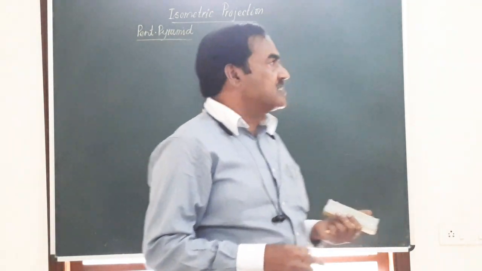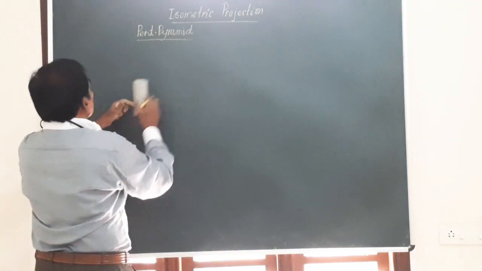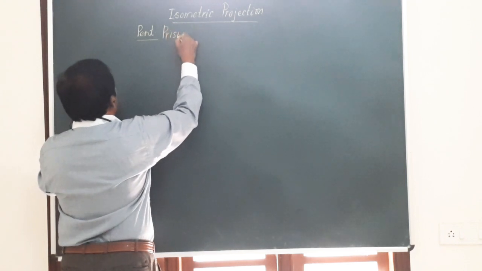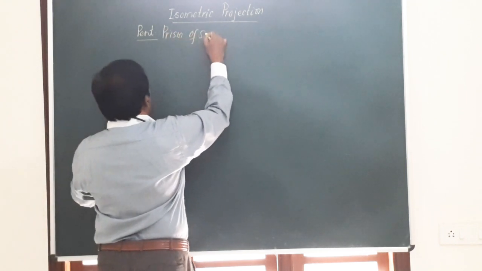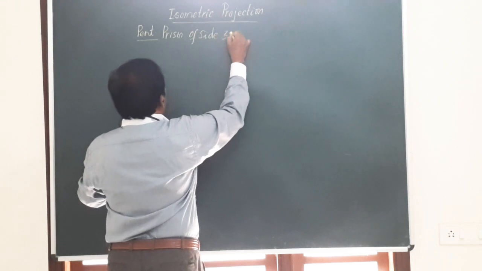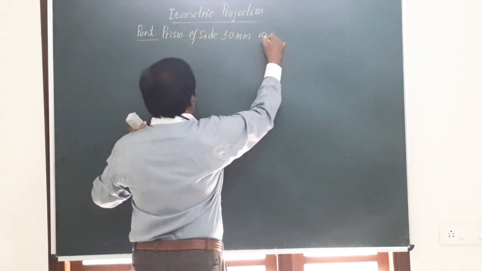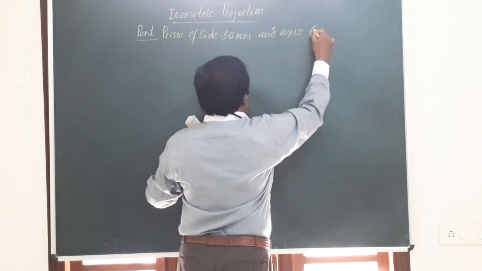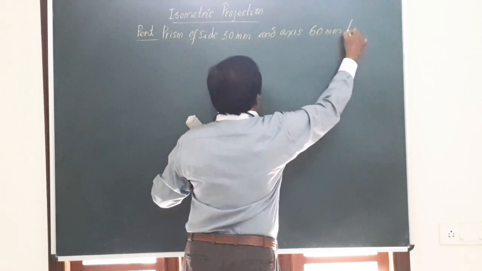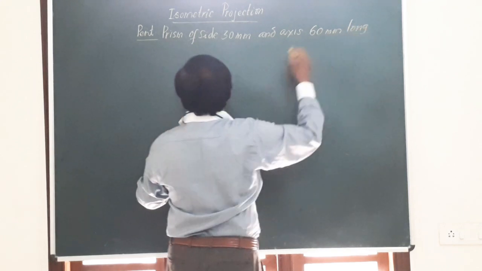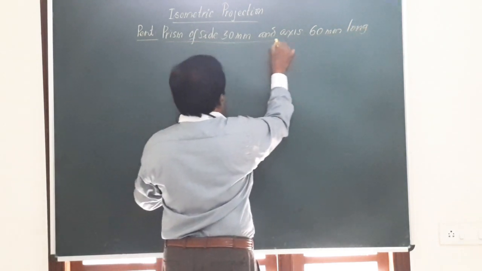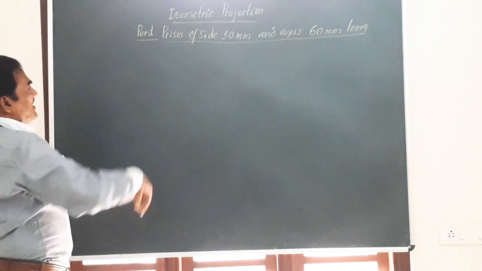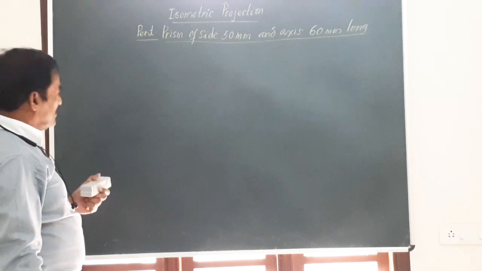of 30 mm side. Before that, let me write down the question. So I am going to have a pentagonal prism of side 30 mm and height or axis 60 mm long. I have to draw the isometric projection of a pentagonal prism having side of base or bottom side 30 mm and the height or the length of the vertical edge 60 mm.